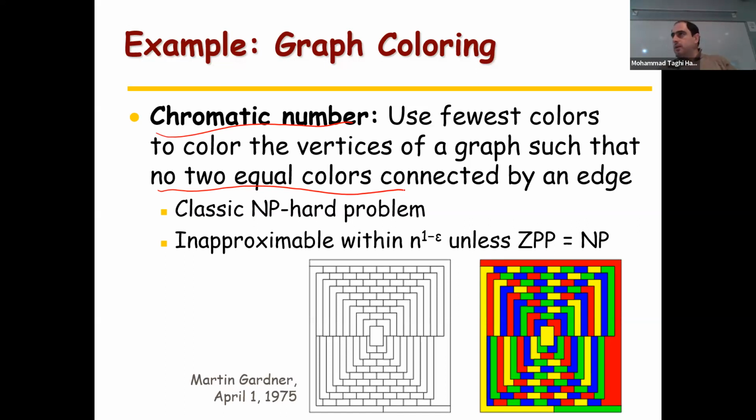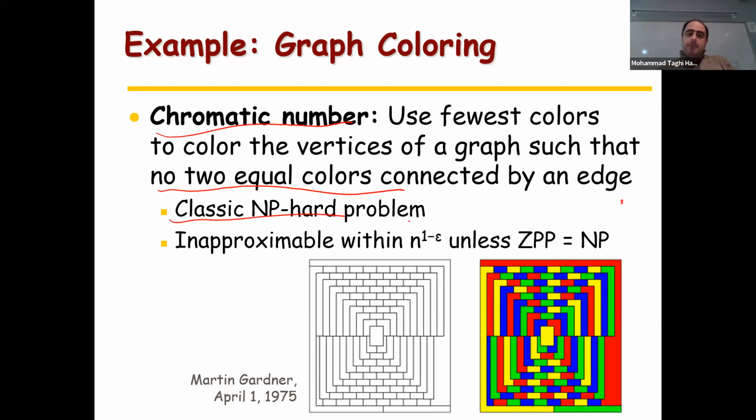So this is a coloring problem. You want to find the minimum number of colors that you can use to color all the vertices such that no two vertices that are adjacent have the same color.